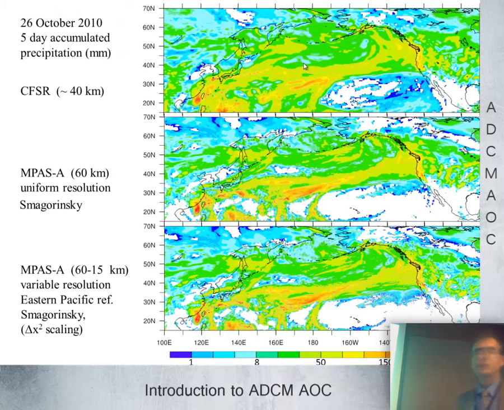And this is just a snapshot of results. This shows the analysis. This is what they call an atmospheric river. It's water vapor flow. And these are accumulated precipitation maps. So this is the uniform resolution run, and this is where you have high resolution in this area.